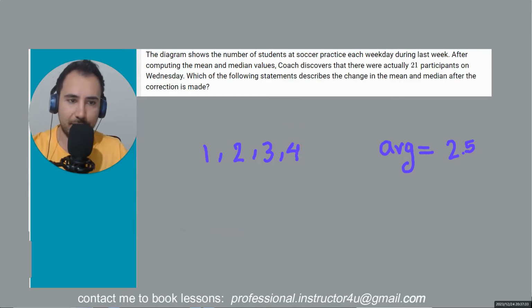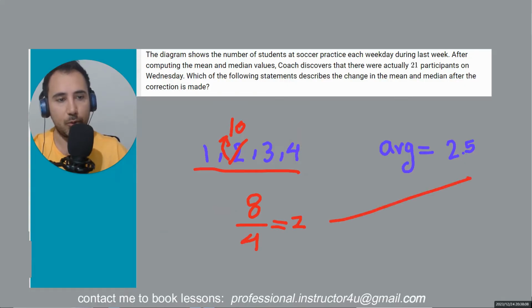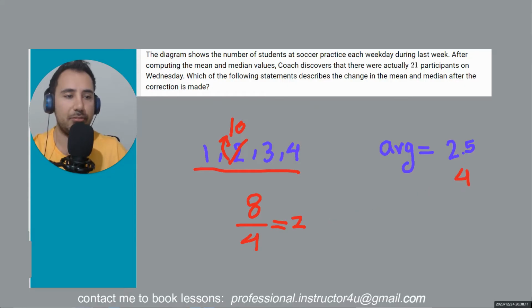Now, what is the average of these numbers? 2.5. I'm going to add 8 to any of the numbers. So I'm going to make this one 10. What is the average of 1, 10, 3, and 4, without calculating it? I added 8. It was 2, now it's 10. I added 8, so the average would increase by 8 divided by 4, because we have 4 numbers. The average increases by 2. It was 2.5. Now it will be 4.5.